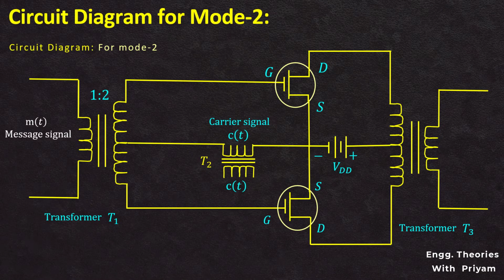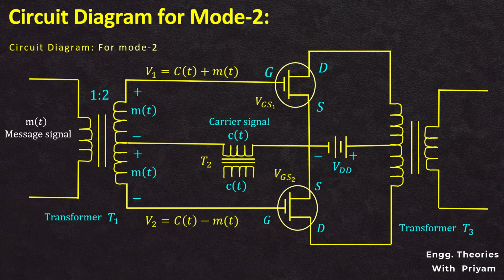For mode 2, consider the modulating signal is applied at the input of the transformer T1. The center tap secondary side of the transformer T1 with the ratio 1:2 will generate two modulating signals termed MT and -MT. So, the modulating signals that will be applied to the gates of the two MOSFETs will be 180 degrees out of phase. Input to the gate of the MOSFET will be the carrier signal and the modulating signal, and as both are applied as input to the gate, the gate to source voltage for MOSFET M1 will be VGS1, which is equal to CT plus MT. Similarly, input voltage to the gate of MOSFET 2, or VGS2, is equal to CT minus MT.